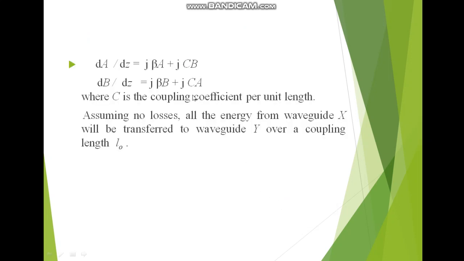So the equations are dA by dz. Two waveguides we are considering A and B with amplitude A and B and having propagation constant beta. So the coupled mode equations are written as dA by dz = jβA + jCB, dB by dz = jβB + jCA, where C is the coupling coefficient per unit length. Assuming no losses, all the energy from waveguide X will be transferred to waveguide Y over a coupling length L0.